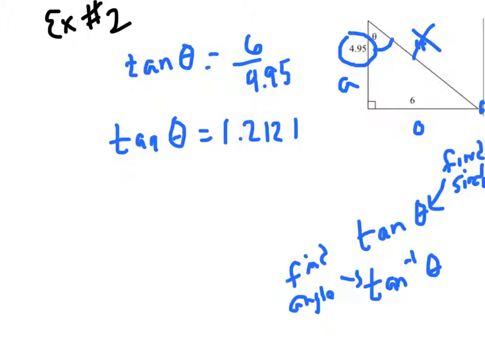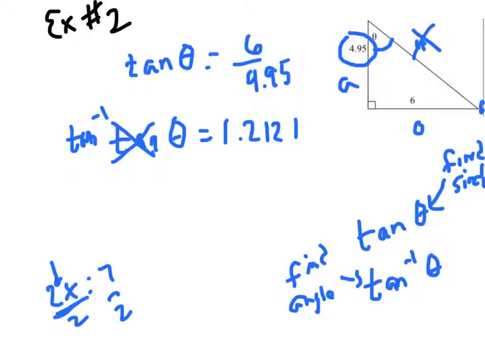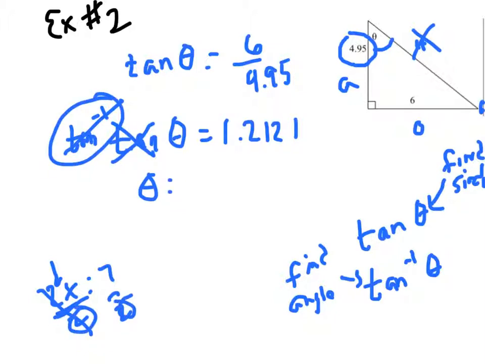So to get rid of this TAN word, that's why I do inverse tangent. It's kind of like taking 2x equals 7 and you divide by 2, because multiplication and division are inverses, so they cancel. Tangent and arctan, or inverse tangent, cancel each other, and you're left with theta. So then I have to do this thing on both sides the same way I divided by 2 on both sides. So tangent -1 of 1.2121.